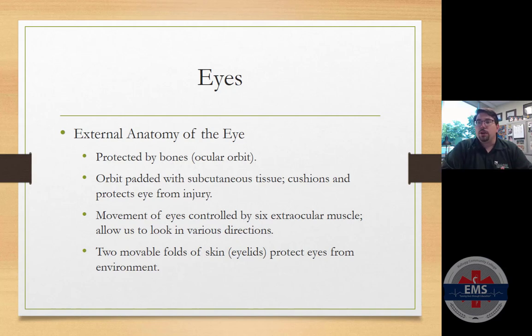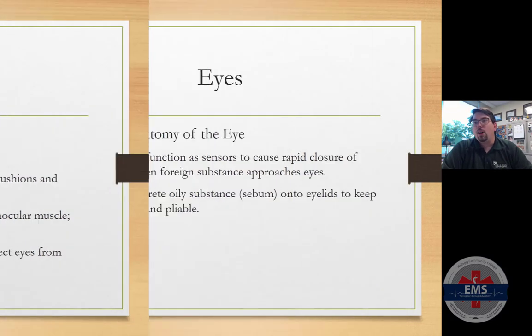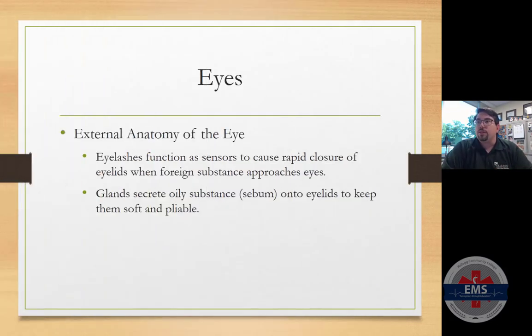And then we also have to recognize that there are two movable folds of skin, which we easily refer to as eyelids, that protect the eye from its environment. Eyelashes are another component of that to help get rid of any extra material that may get into the eye. They also serve as a sensory mechanism to help with rapid blinking and closing of the eyes to clear any type of debris.